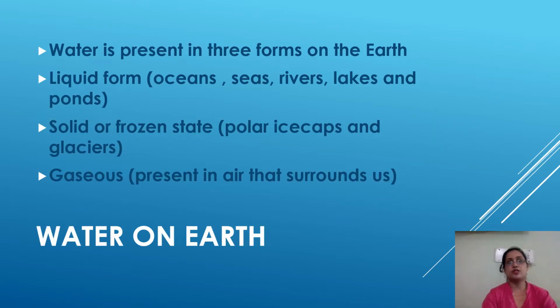And as you know, water is present in three forms. You have studied in standard 6 also, and in standard 5 and in standard 4, that water is present in three forms on the earth. And earth looks blue because of the presence of water in it. There is an abundance of water on the earth, and these are solid, liquid, and gas. And in liquid form, that is ocean, seas, river, lakes, ponds. All these, we find water in liquid form.